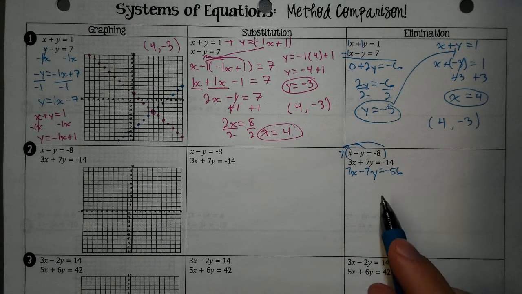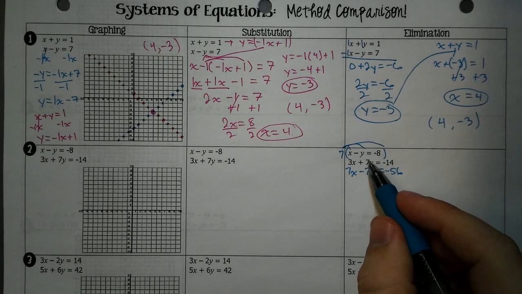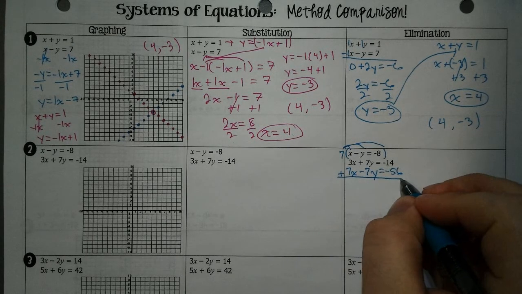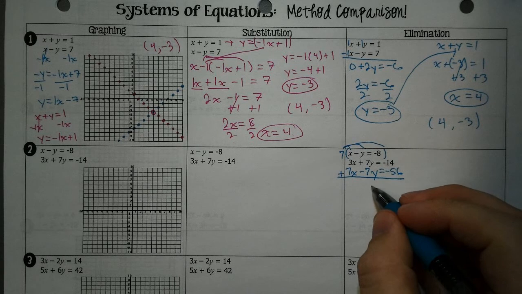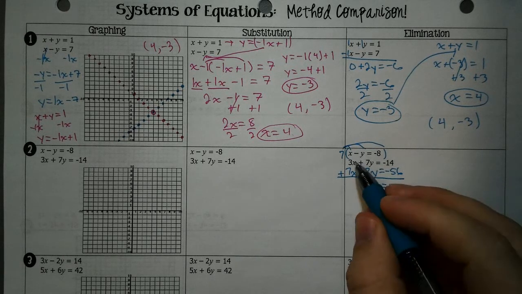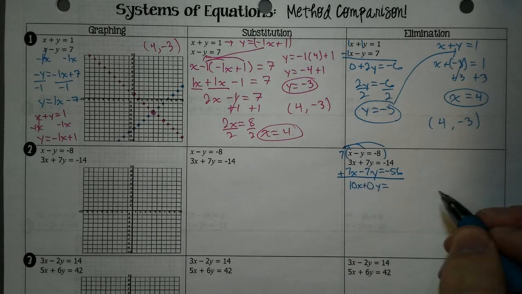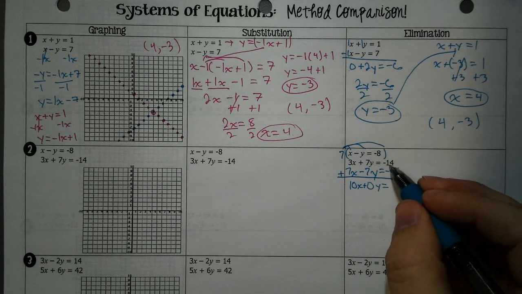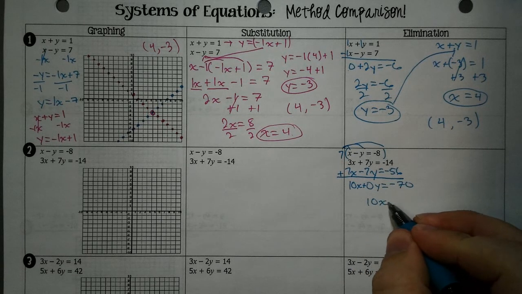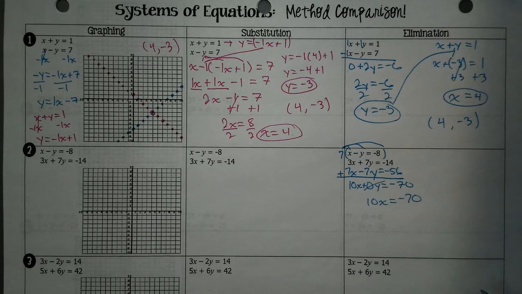And now we can get rid of our y's because they have the same coefficient. Now, I have a +7 and a -7, so I'm not going to subtract. The signs are different, so we're going to add. Boom. 7 minus 7 is 0, or 7 plus a -7 is 0. Now we add everything else. 3 plus 7 is 10, so it's 10x plus 0 equals -14 plus -56, which is -70. Bring everything down. And I did that because we don't need that 0 anymore.